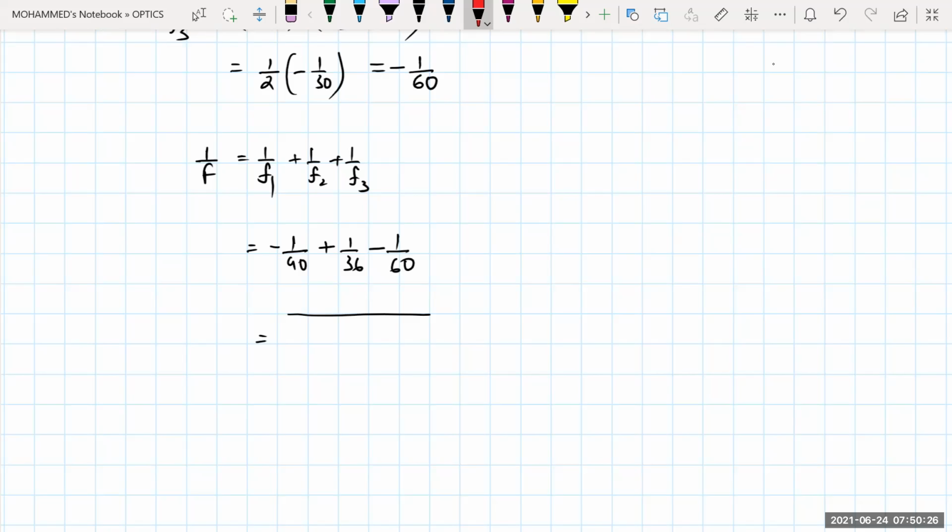So the LCM will be 360. 360 and 40, that means it will become minus 9. 360 and 10 times, and this one is minus 6 times. So how much will it be? Minus 10 plus 9 minus 6, that is minus 5. Minus 5 divided by 360 is your effective 1 by F.